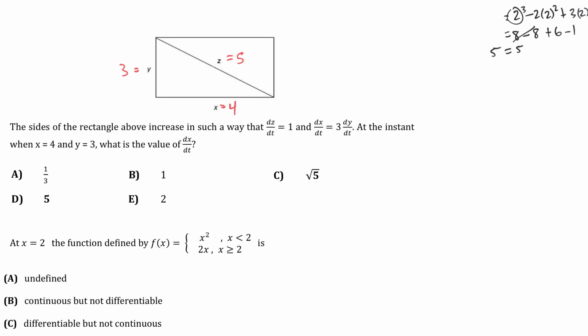If it follows the Pythagorean theorem, then x squared plus y squared equals z squared. Let's take the derivative of this with respect to t, and that would be 2x dx/dt plus 2y dy/dt equals 2z dz/dt. And what is the value of dy/dt?